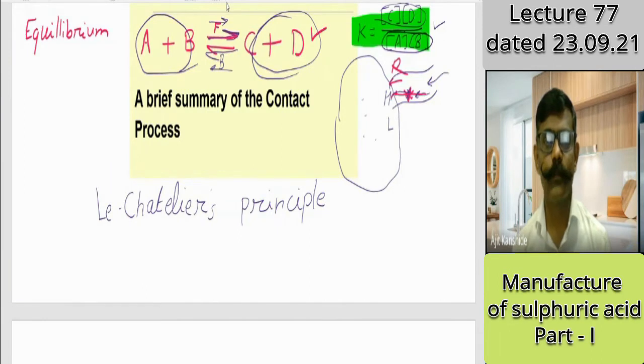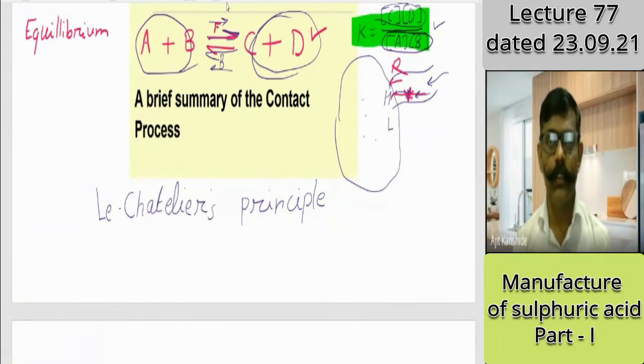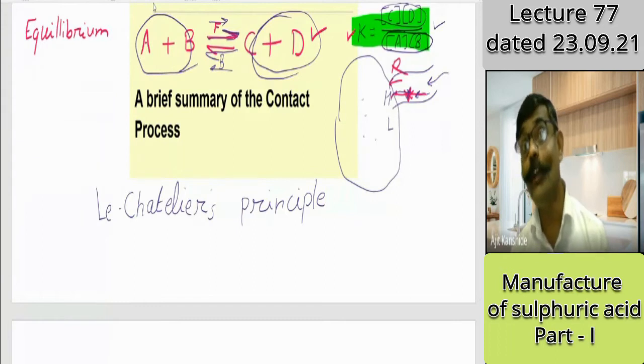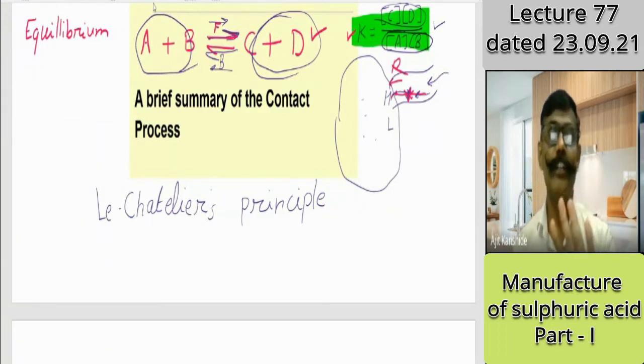Yes, sir. Okay, fine. This equilibrium constant depends upon various conditions. Those we are studying from an industrial point of view. Before that, let us understand the theoretical aspect.